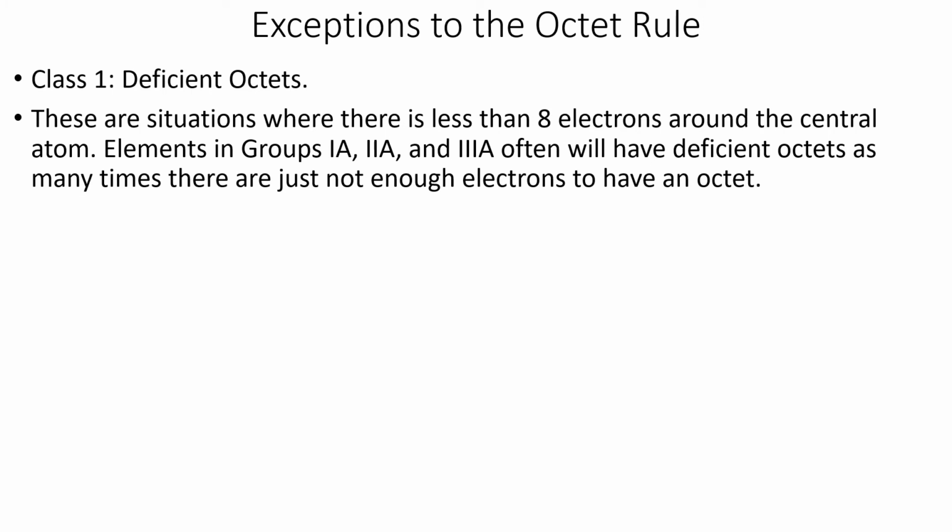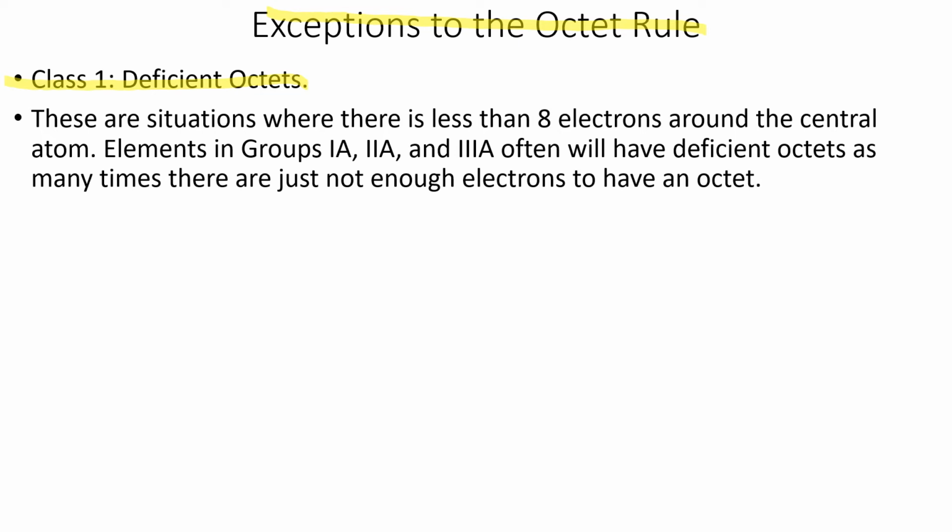So we already saw one exception to the octet rule when we dealt with hydrogen, and that's one of the more common exceptions. But there are some other exceptions to the octet rule that we want to look at and deal with, because you will run across these as well. And I broke these into different categories. And the first category or class are called deficient octets. So these are situations where you'll have less than 8 electrons around that central atom. We've already seen this with hydrogen as an example, but it can happen for other elements as well.